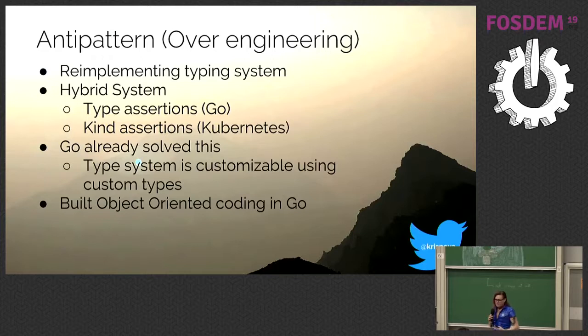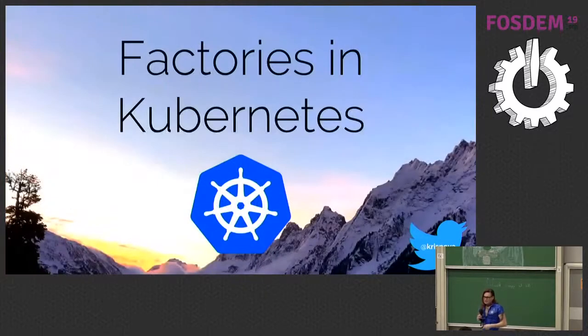So we've created this hybrid system where we use Go and the Go standard library to do things like type assertions on our structs, but we have our own built-in kind assertions, which effectively do the same thing and are only relevant to Kubernetes. So again, Go already solved this, and the type system is customizable using custom types. So this is our first step towards object-oriented coding in Go, as these objects start to play with ideas like polymorphism, inheritance, encapsulation.